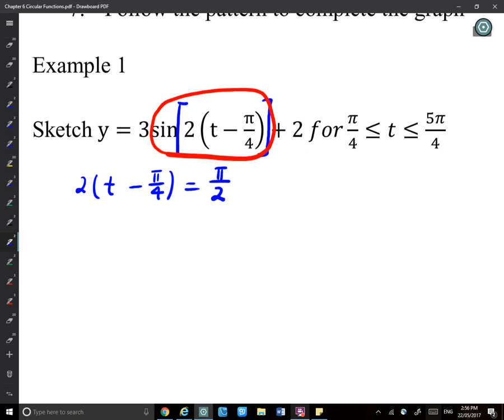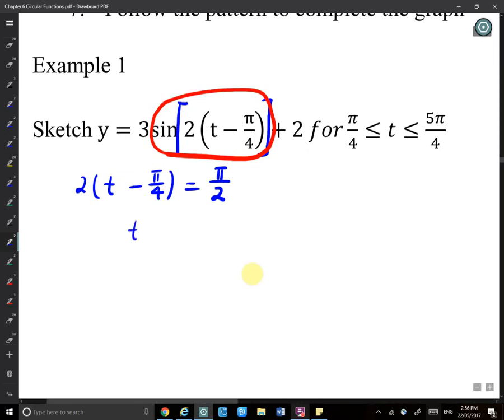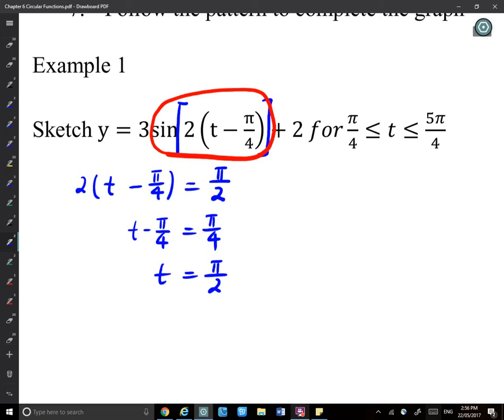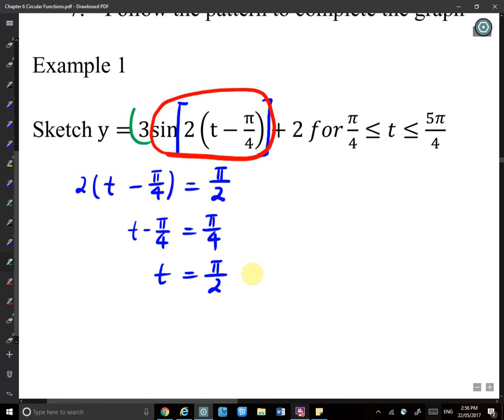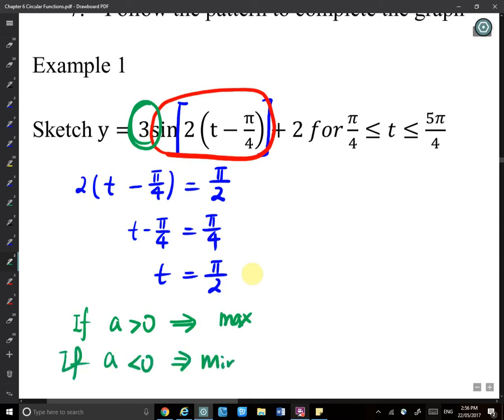So I'll solve for t here. 2t minus pi over 4 equals pi over 2, and t just equals 3 pi over 8. Okay, at that t, this graph will have either a maximum value or a minimum value. It depends on the amplitude, the a times in the front. If a is greater than 0, you will achieve a maximum. If a is less than 0, you will achieve a minimum.